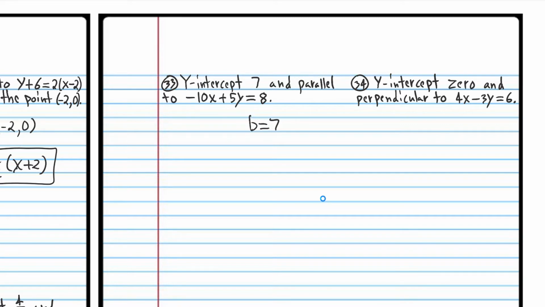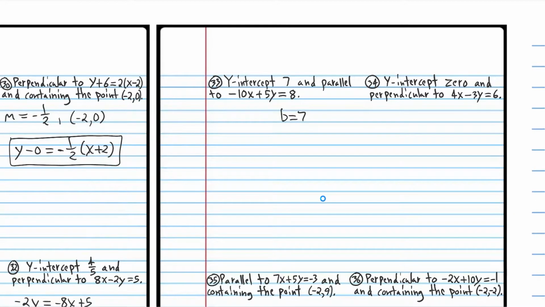So the slope of our line is going to be the same as the slope of this line. Problem is, we don't know what the slope of this line is because it's in standard form. Standard form doesn't tell us anything. So you're going to need to change the standard form into slope-intercept form, meaning get y by itself, and then you can see the slope. Then using the y-intercept and the slope, you can write slope-intercept form of the equation and you're done. Try 33. When you come back, we'll do it together.